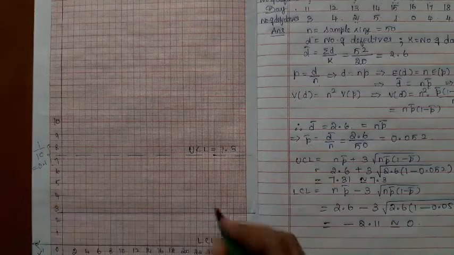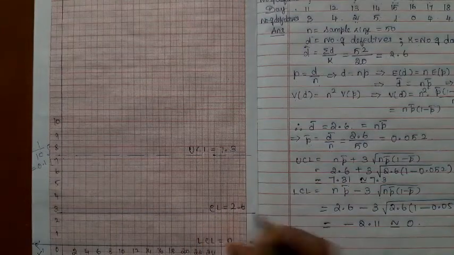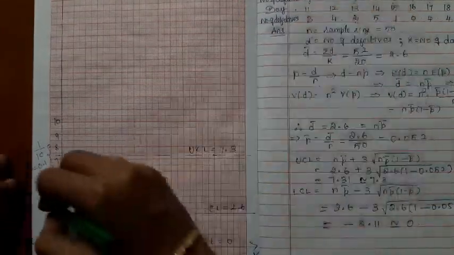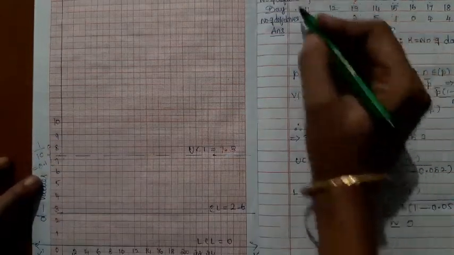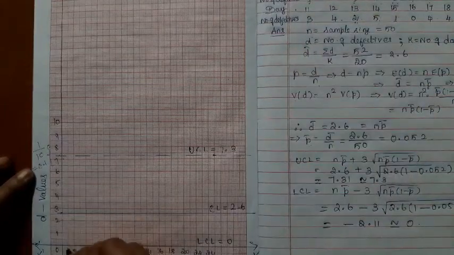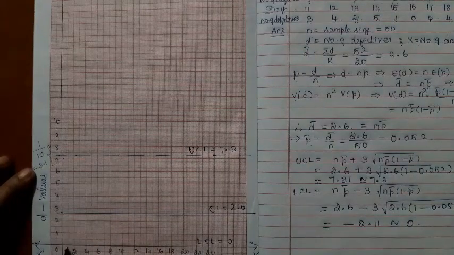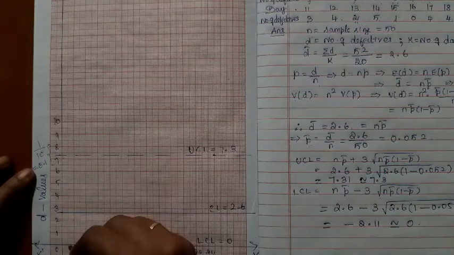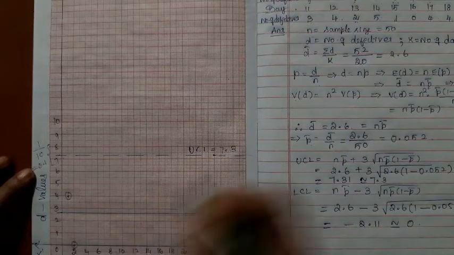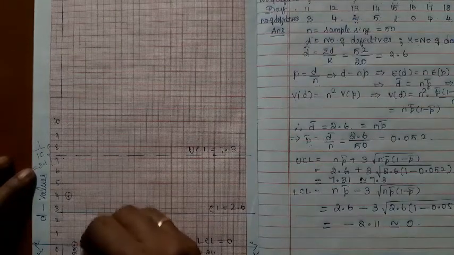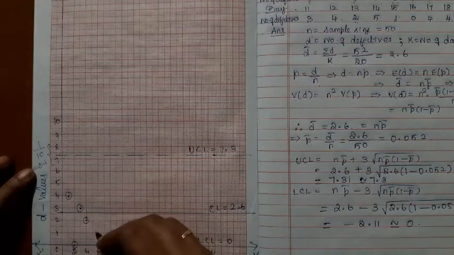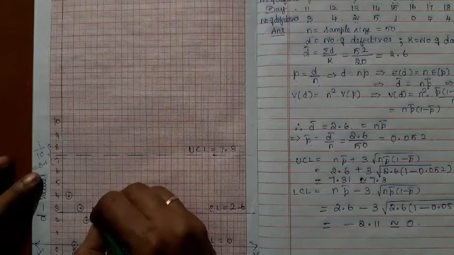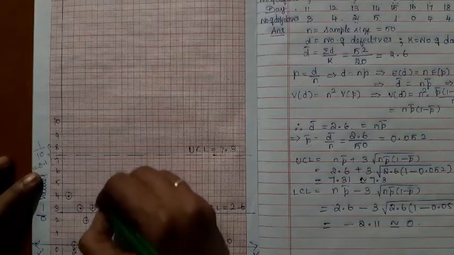The central line is a thick line. Right, let us plot. D values are to be plotted. What should be plotted here? D values. So for the first sample, number of defectives is 4. Where is 1? Here it is 2, so 1 is here. For 1, it is 4. For second, it is 0. For third, number of defectives is 3. For fourth, it is 2. For fifth, it is 3. For sixth, it is 5.